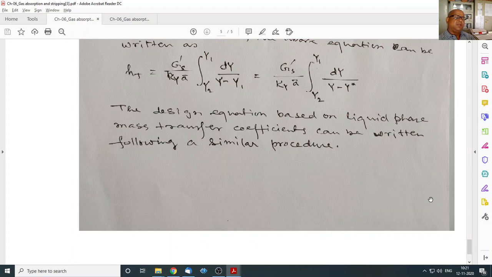There you will learn in detail how to make the mechanical design, how to fix the thickness of the shell, what type of nozzle, and what type of support is required for this column. But here we have learned the main thing, which is called the process design: what will be the diameter and what will be the height of the column.